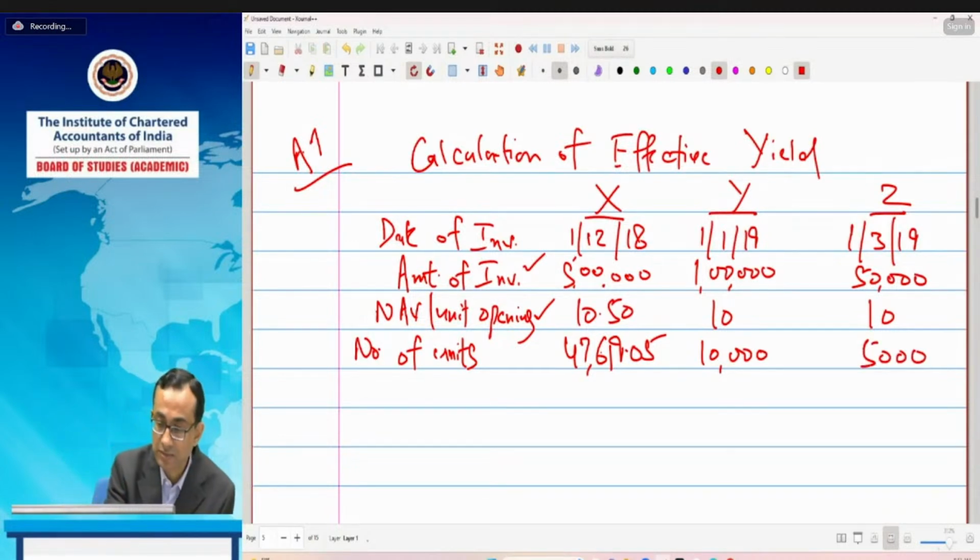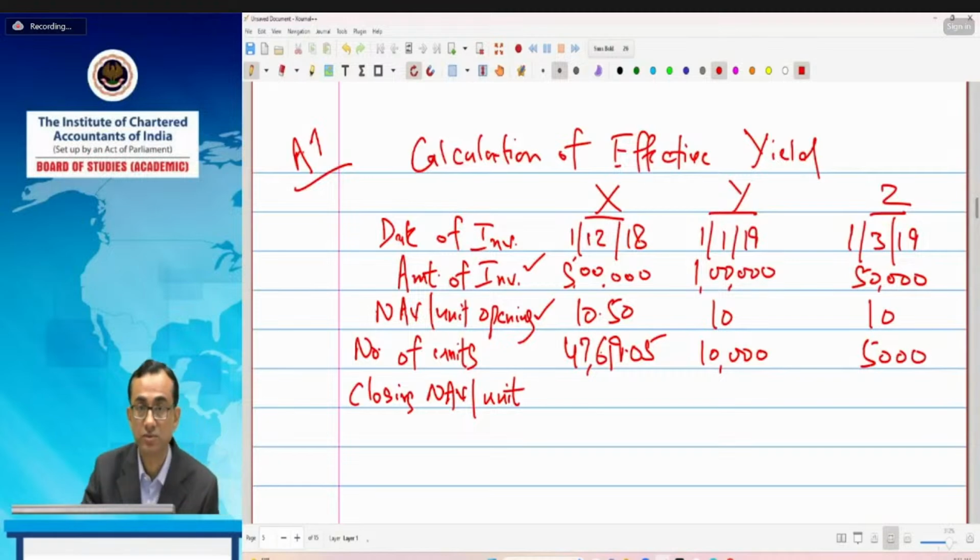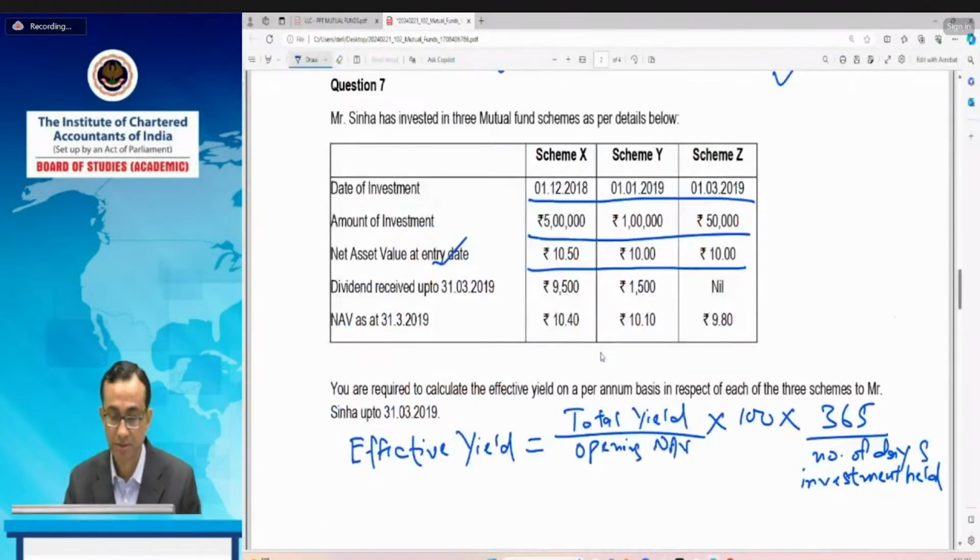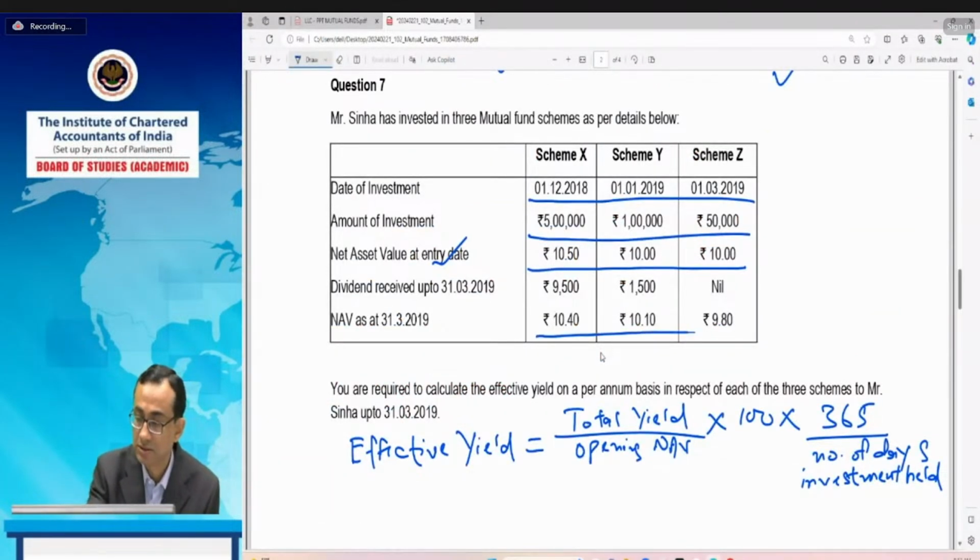Now, calculate the closing NAV per unit. It is also given in the question, closing NAV per unit. This is the closing NAV.